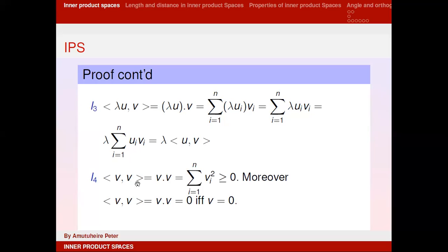Next is I4. For I4 we take the inner product of v and v. This is v dot v, and this is the sum.